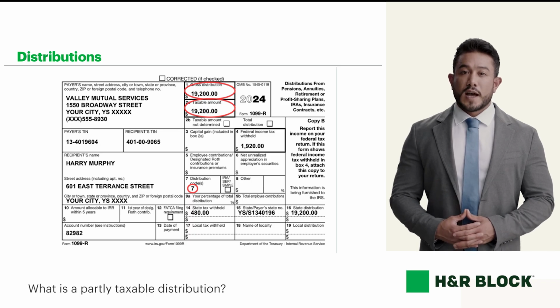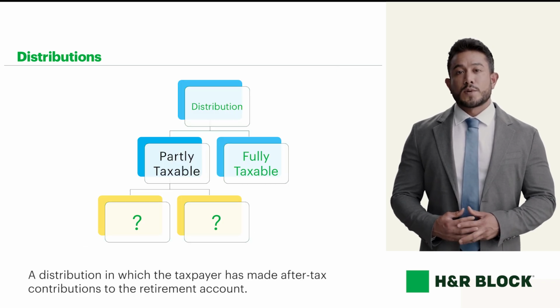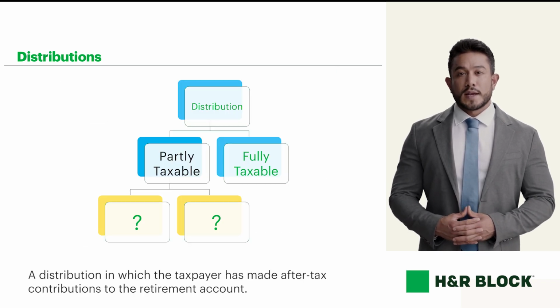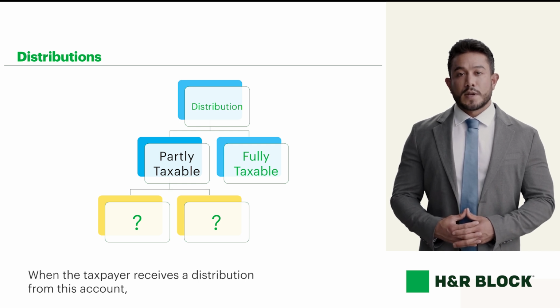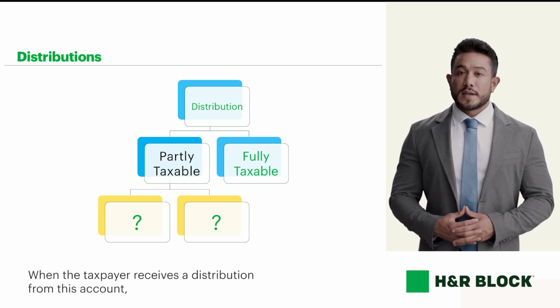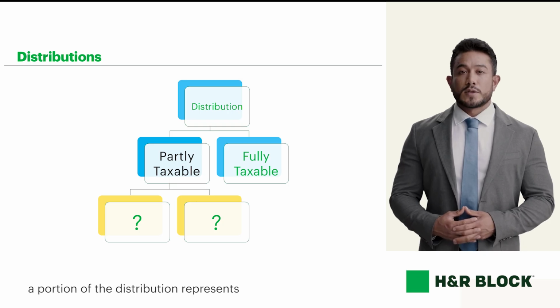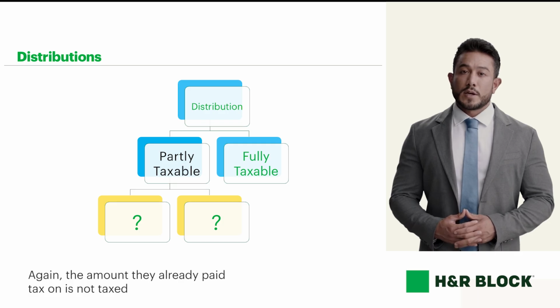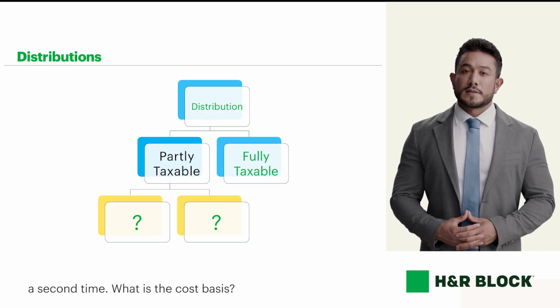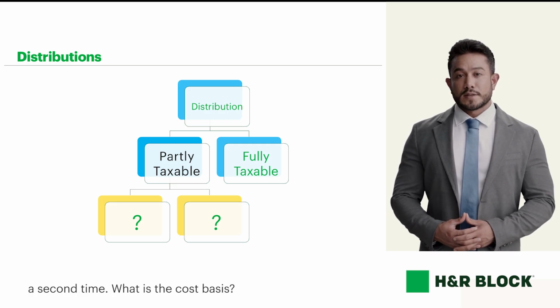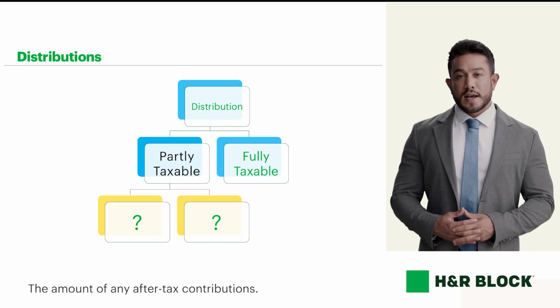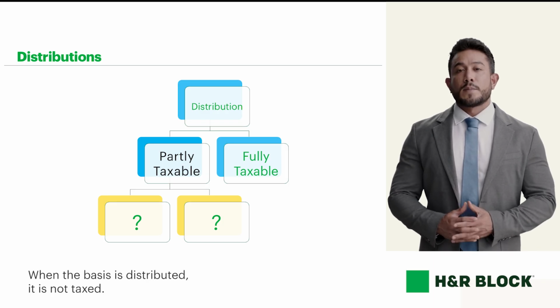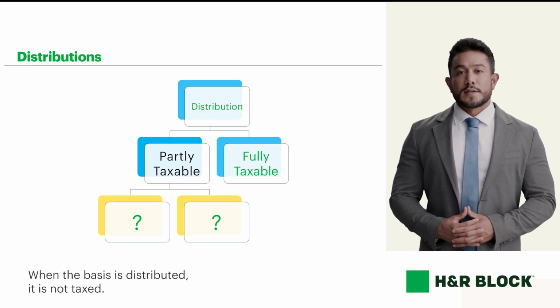What is a partly taxable distribution? A distribution in which the taxpayer has made after-tax contributions to the retirement account. When the taxpayer receives a distribution from this account, a portion of the distribution represents a non-taxable return of their after-tax contribution. Again, the amount they already paid tax on is not taxed a second time. What is the cost basis? The amount of any after-tax contributions. When the basis is distributed, it is not taxed.